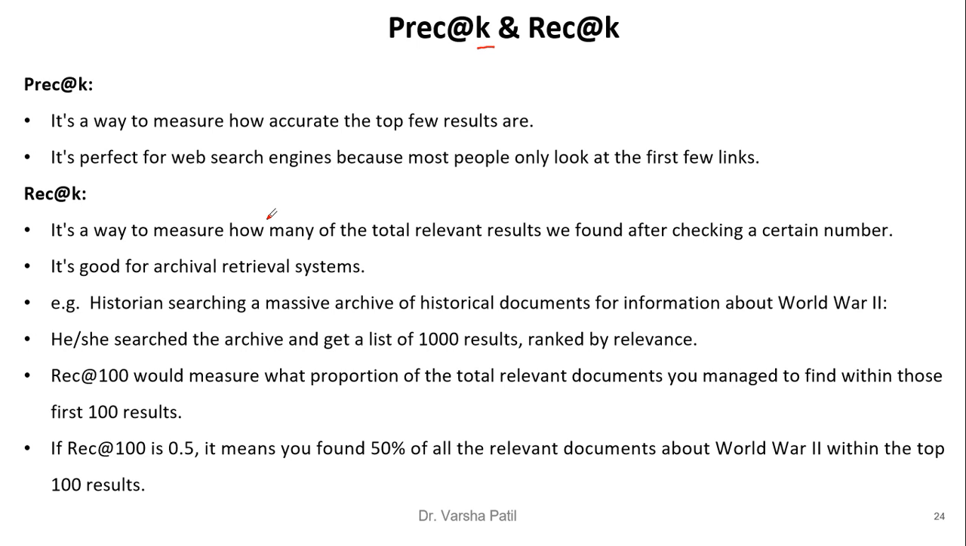For example, a historian searching a massive archive of historical documents for information about World War II. He or she searches the archive and gets a list of 1000 results ranked by relevance. Recall at 100 would measure what proportion of the total relevant documents you managed to find within those first 100 results, and recall at 100 being 50% is equal to 0.5. It means that 50% of the relevant documents about World War II are within the top 100 results. So this is required when we want to see the success at a particular K value.